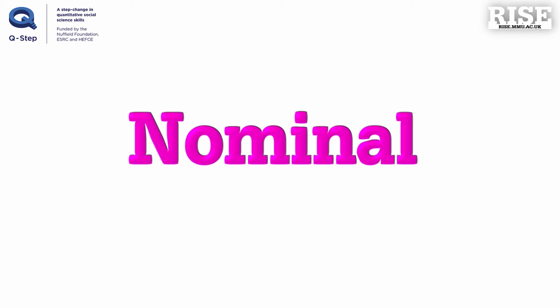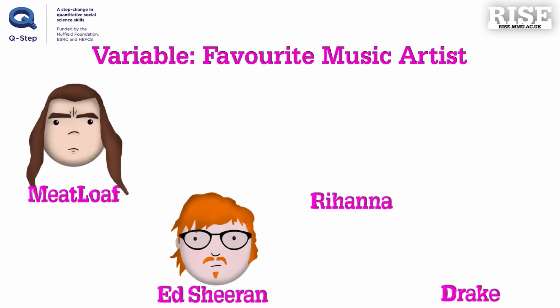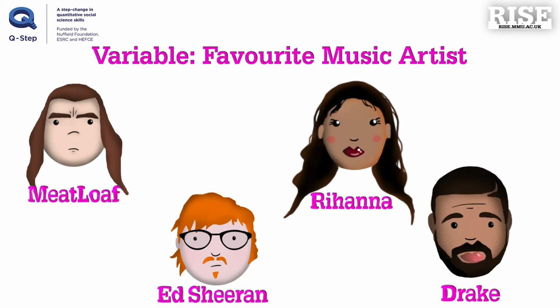So the example that we're going to use in this one is the favourite music artist. We've asked a bunch of people who their favourite music artist is, and these are the four most popular answers we were given: Meatloaf, Ed Sheeran, Rihanna, and Drake. So think about that for a second. We've got four different music artists and we need to try and decide what type of variable this is going to be. What exactly are we measuring here? What's the type of measurement specifically?